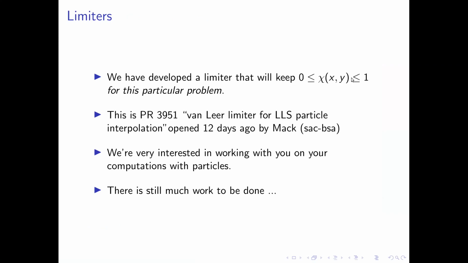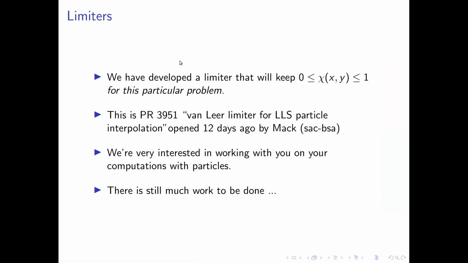So we developed a limiter that keeps the chi as the indicator function. And there's a certain number of particles. We're running with 9 particles per cell or 4 particles per cell. I'll tell you in a second. We have the band limiter as a PR that was open 12 days ago.